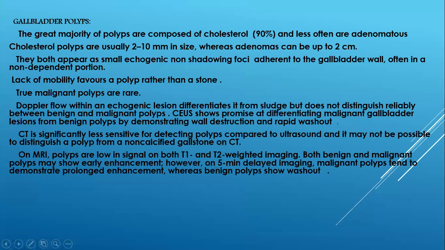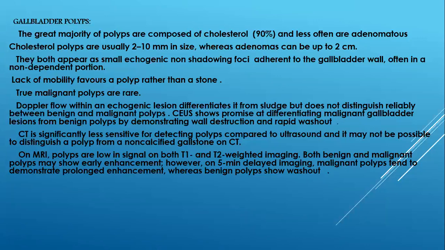Now we come to the most important topic, which is gallbladder polyp. The great majority of polyps are composed of cholesterol, which is 90%, and less often are adenomatous. Cholesterol polyps are usually 2 to 10 millimeters in size, whereas adenoma can be up to 2 cm. They both appear as a small echogenic non-shadowing foci adherent to the gallbladder wall, often in non-dependent portion.